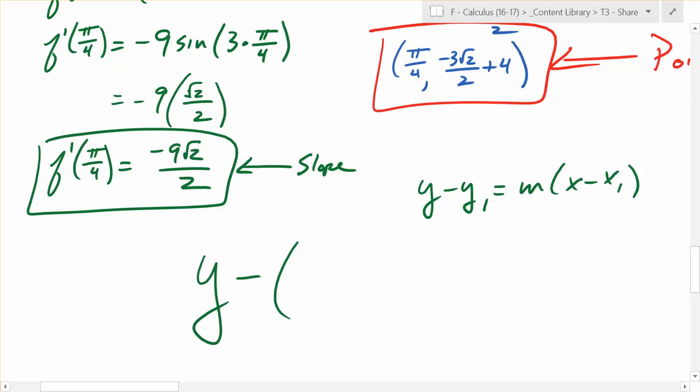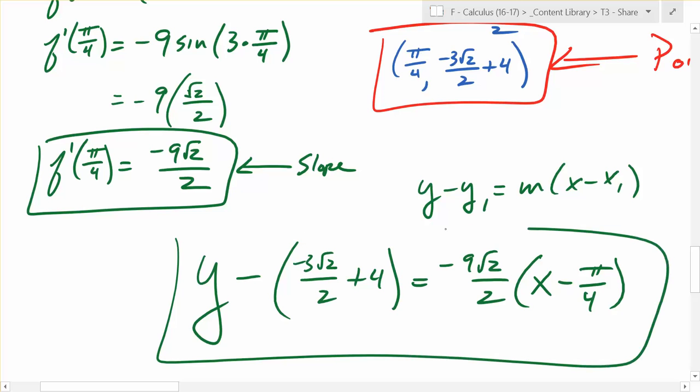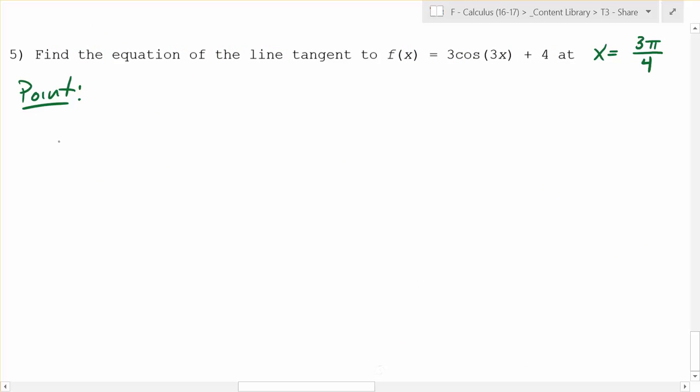I'm so sorry. No, no apologies. So what do we subtract? y minus negative 3 times root 2 all over 2 plus 4 equals negative 9 times root 2 over 2 times x minus pi over 4. Yes, this right here, you would stop right there. That would be the 100% you're done complete thing right there. And plug 3 pi over 4 into the equation, right?